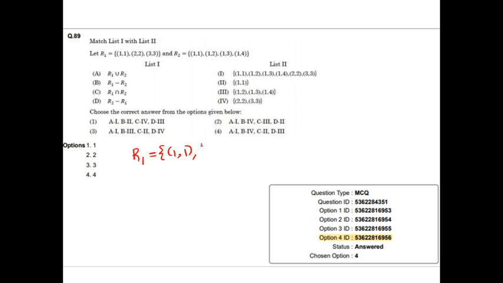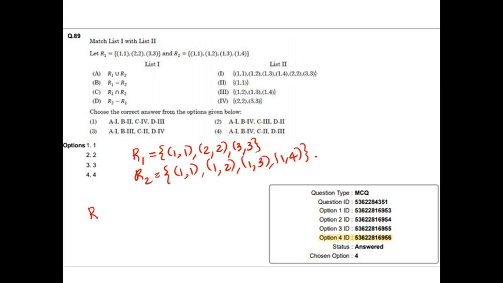R1 is given as (1,1), (2,2) and (3,3). R2 is given as (1,1), (1,2), (1,3) and (1,4). Now we can easily find R1 union R2. According to the definition of union, X should belong to either R1 or X should belong to R2. Here X is an ordered pair.